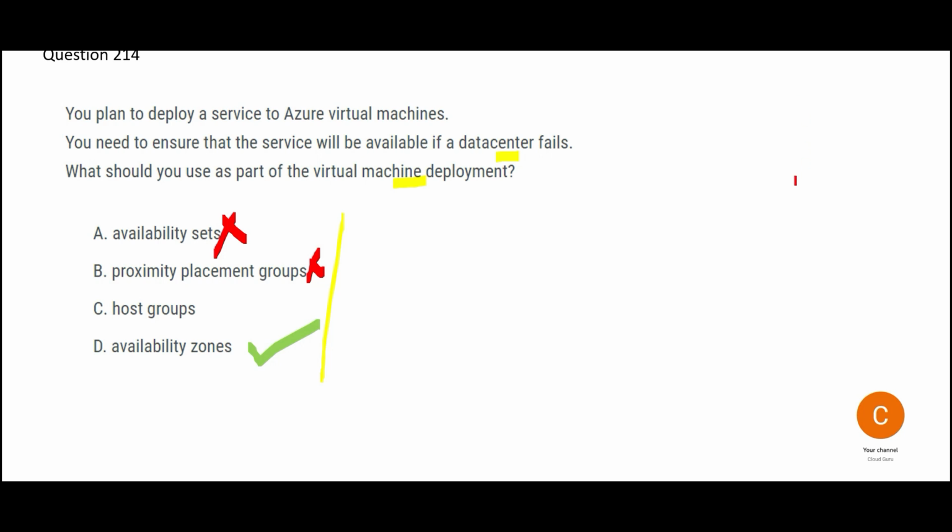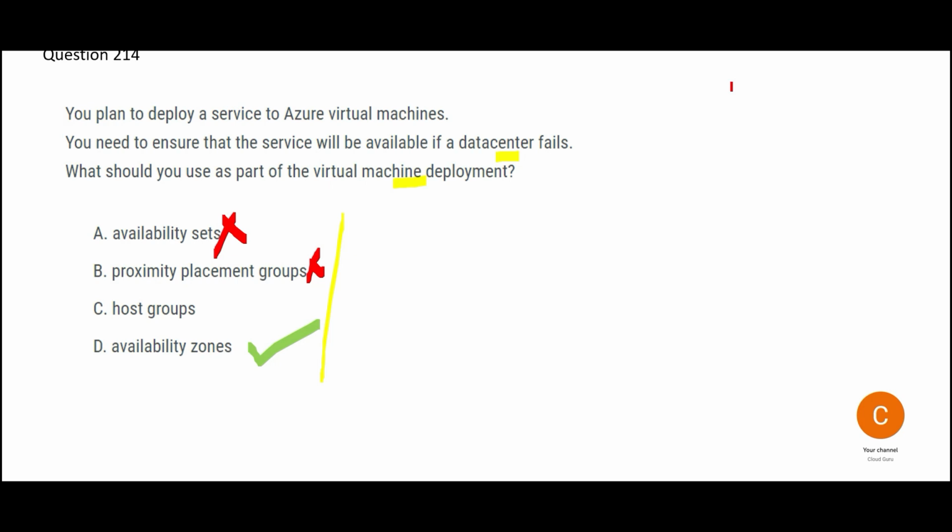So if you keep them as close as possible in a particular data center, or even the hardware, then if a failure occurs, both are gone. So for data center failure, this is totally contradictory. Proximity placement is going to negate it. You need to spread.